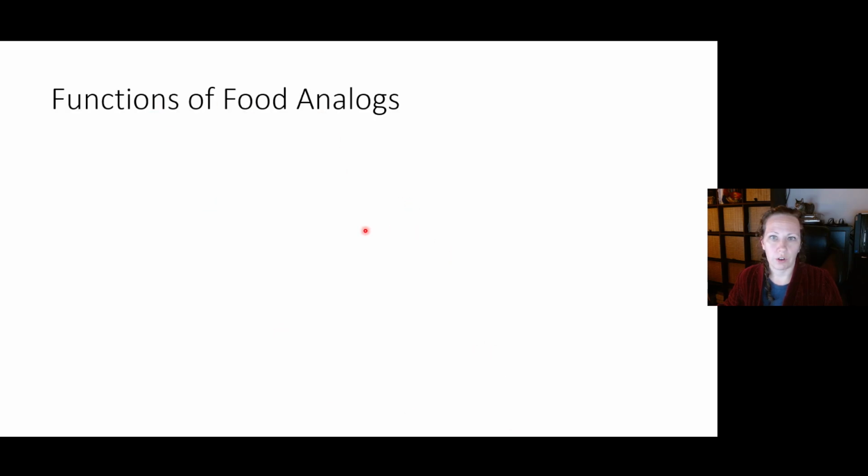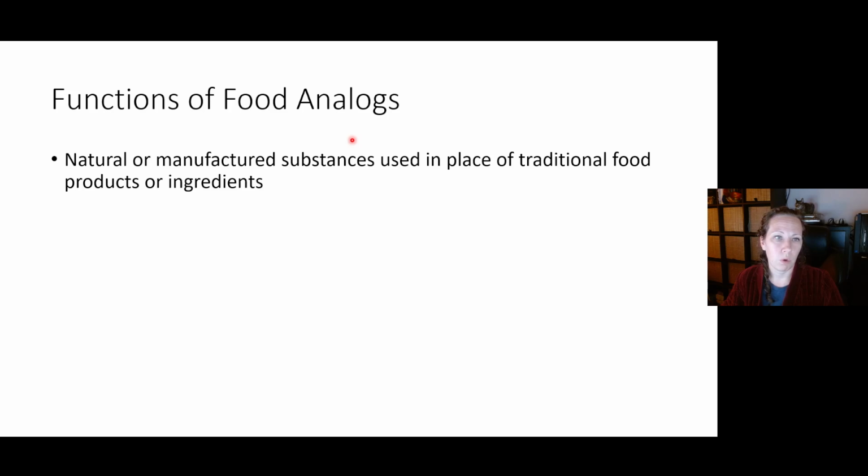So first we'll cover the functions of food analogs in general. And we've talked about food analogs before, but as a reminder, they are natural or manufactured, so they might be natural or synthetic substances that are used in place of traditional food products or ingredients. There are 4 general possible functions of food analogs.